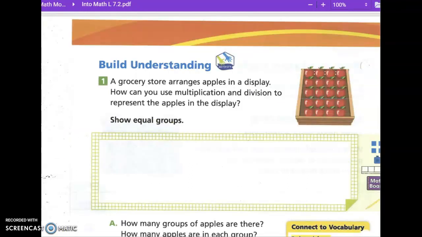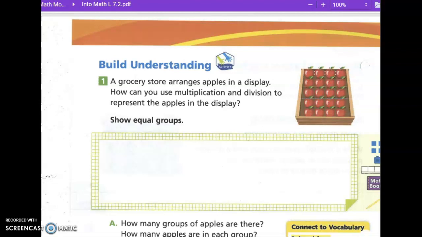All right, we're going to turn the page over to 176 and we're going to look at our build our understanding. A grocery store arranges apples in a display. How can you use multiplication and division to represent the apples in the display? It says show equal groups. How many groups are there? Let's look at our rows.